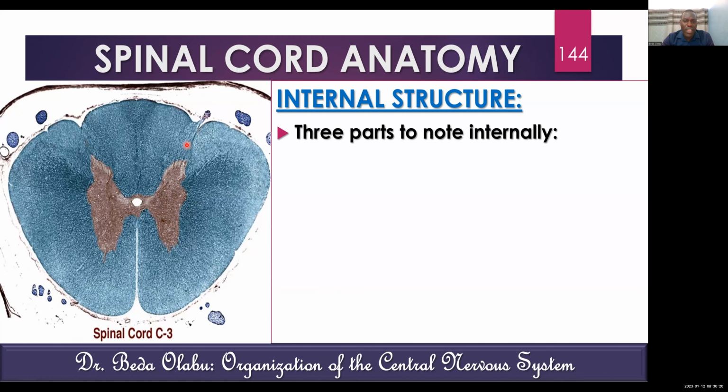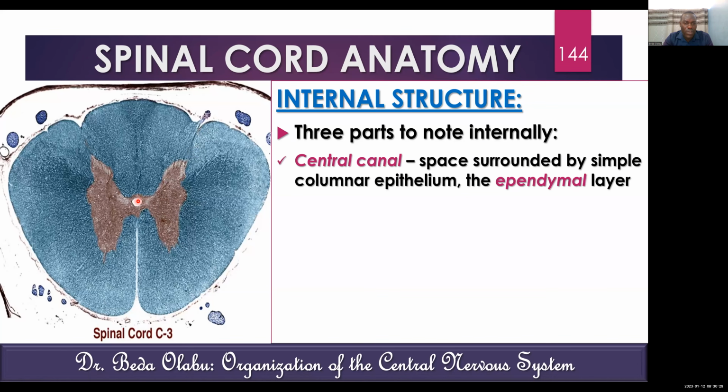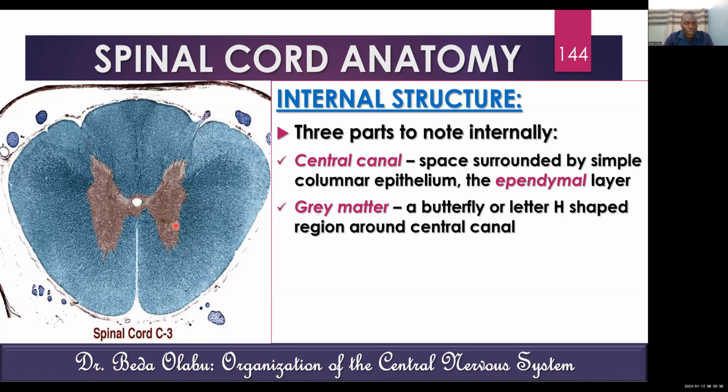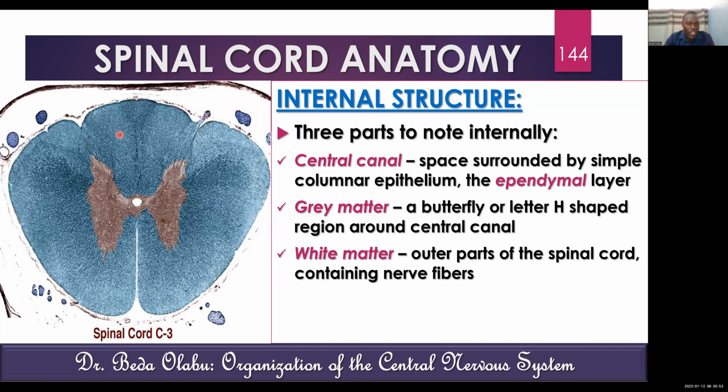Now, we can divide the parts of the spinal cord into three major regions. We have this one, which we call the central canal of the spinal cord. Then we have this region, which we call the spinal cord gray matter. As you can see, it's butterfly-like or letter H-shaped around the central canal of the spinal cord. And then the third region is the spinal cord white matter, which is the outer region of the spinal cord. So generally, the internal structure has those three major parts.